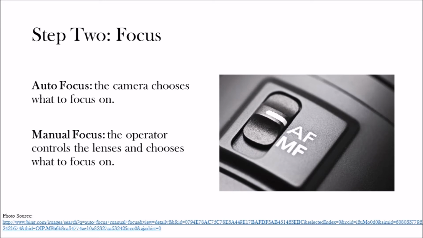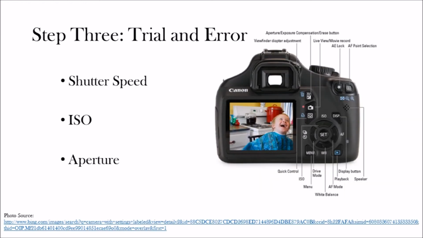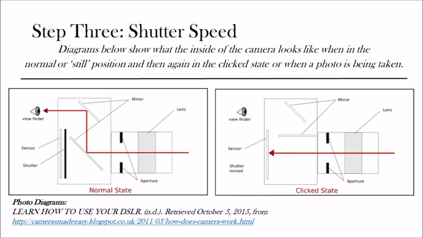Step 3. The next couple steps will rely on trial and error. The shutter speed. As I explained in my simple explanation, when taking a picture, the mirror rises, allowing the shutter to come down, then making the light able to hit the sensor. The higher or faster the shutter speed, the clearer the image. The lower or slower, the blurrier the image.